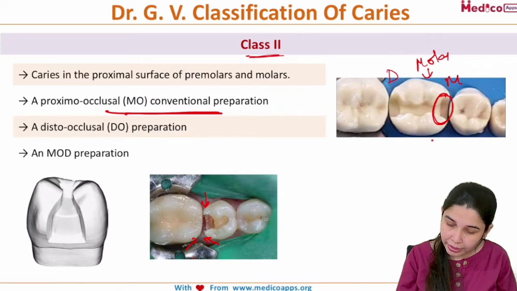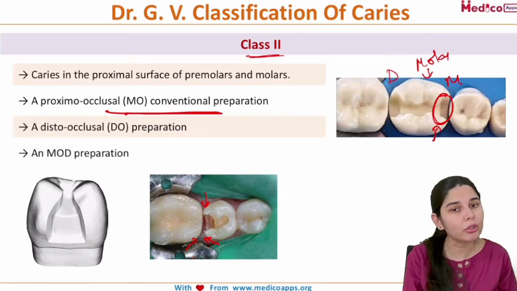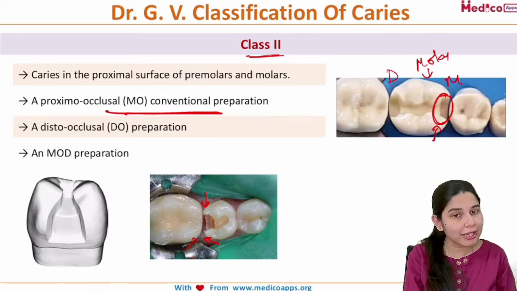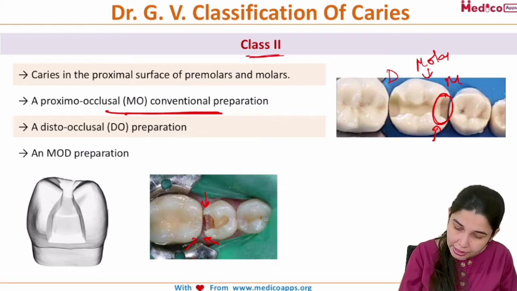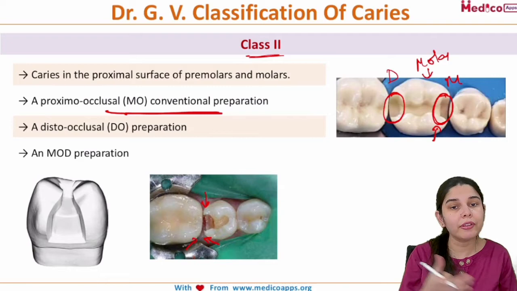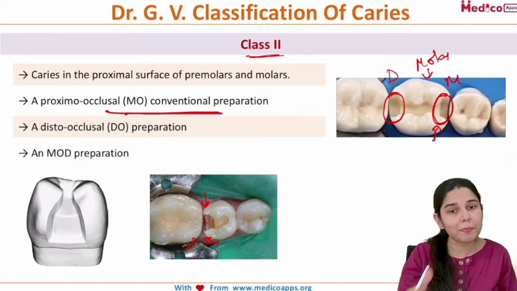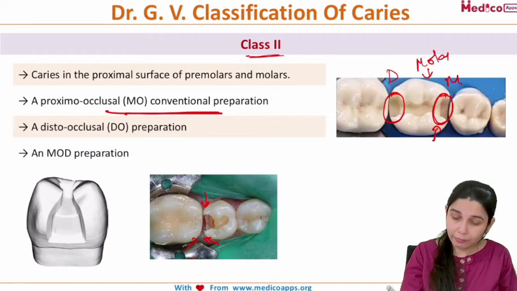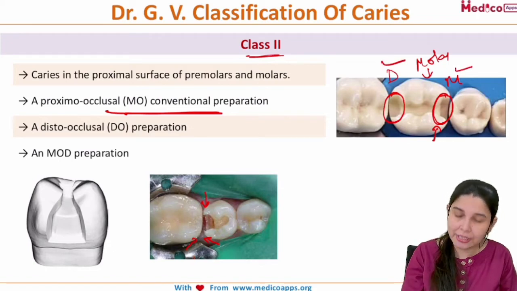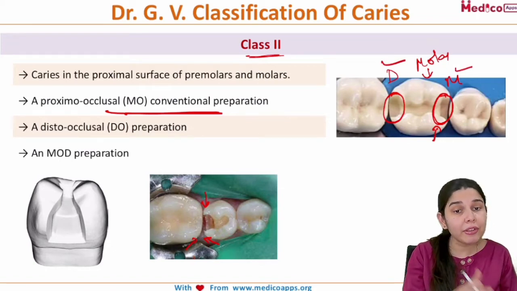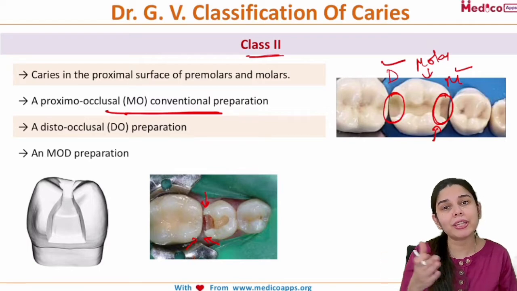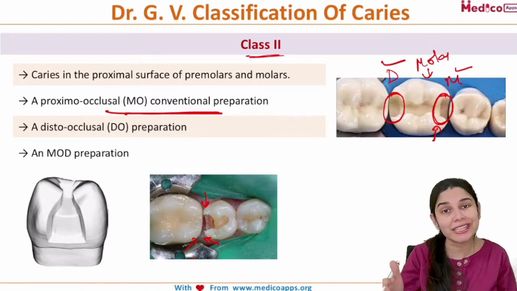So if only the mesial surface is involved, what will you call it? Mesio-occlusal caries. And if the distal surface of the molar is involved, we will call it disto-occlusal surface or disto-occlusal preparation. But what if both the mesial and the distal surfaces are involved? Then we will call it MOD preparation, that is the mesio-occluso-distal preparation.